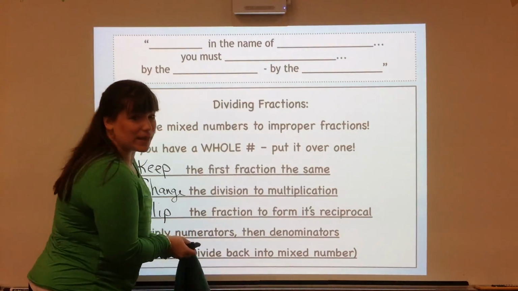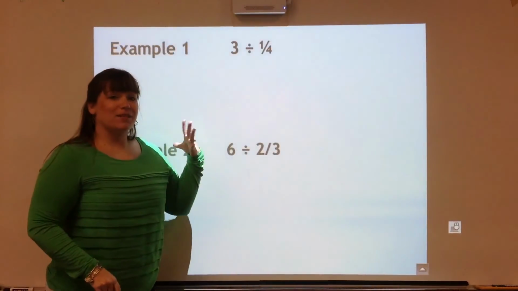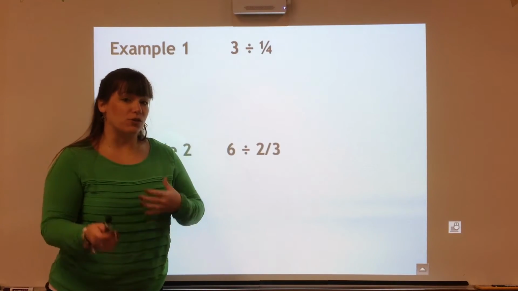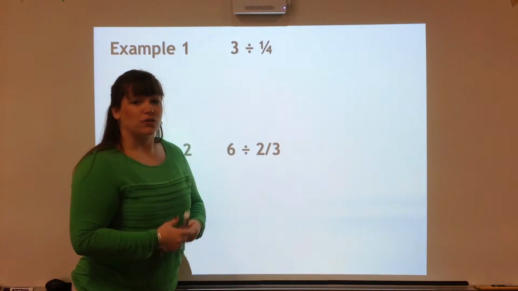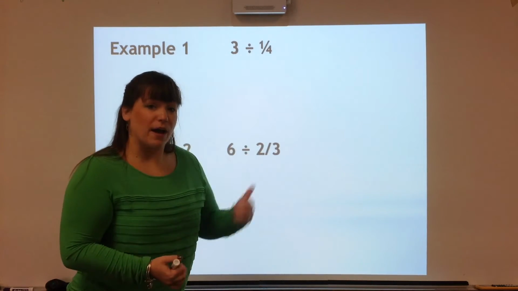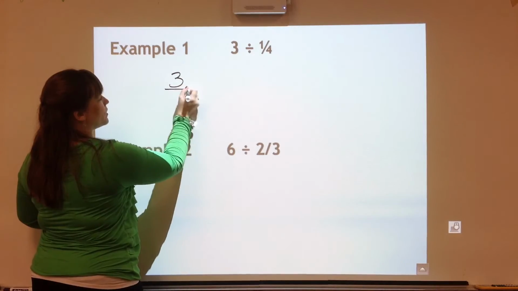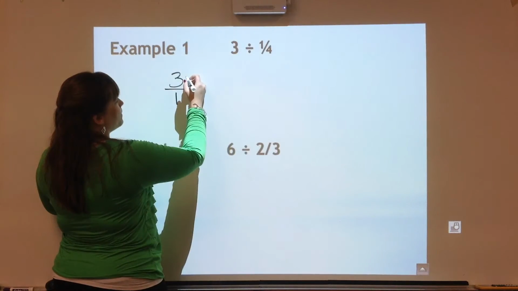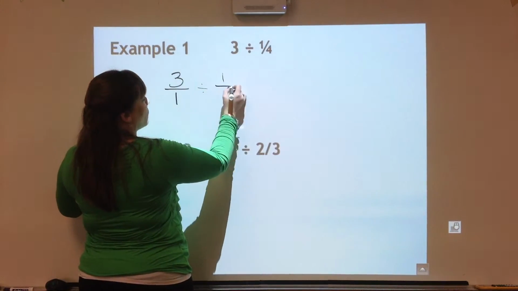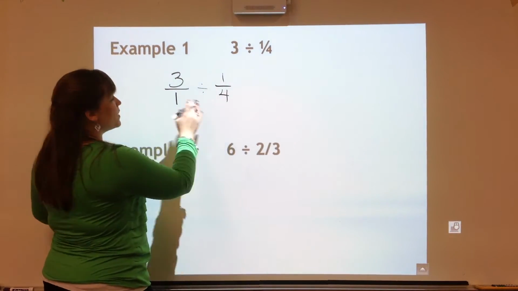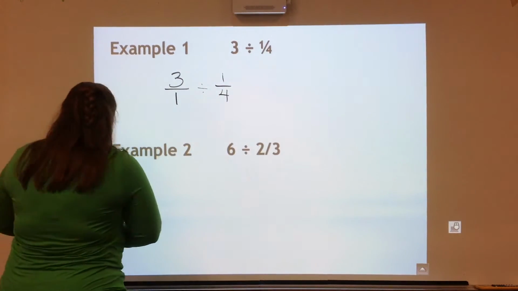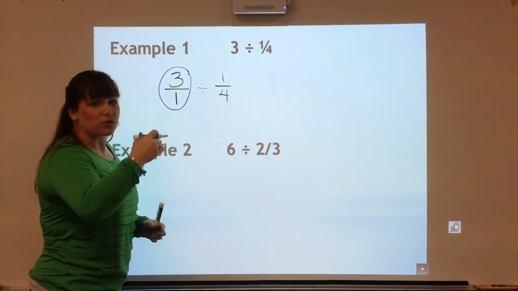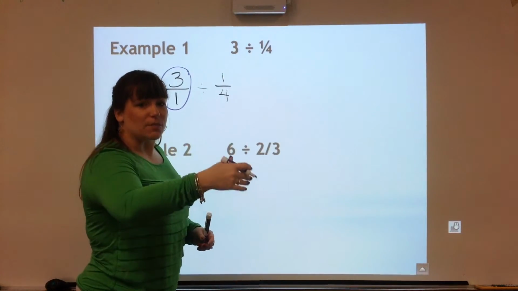Now it's time for some examples, and then we'll be done. I am stealing the first 2 examples that we did with picture models to show you this keep, change, flip. And so you already know the answers, but now we're going to show it without a picture. So I'm going to put that over 1. So that is going to be the setup, and then we're dividing by 1/4. I'm going to write it vertically, and now I'm going to label my keep, change, flip.